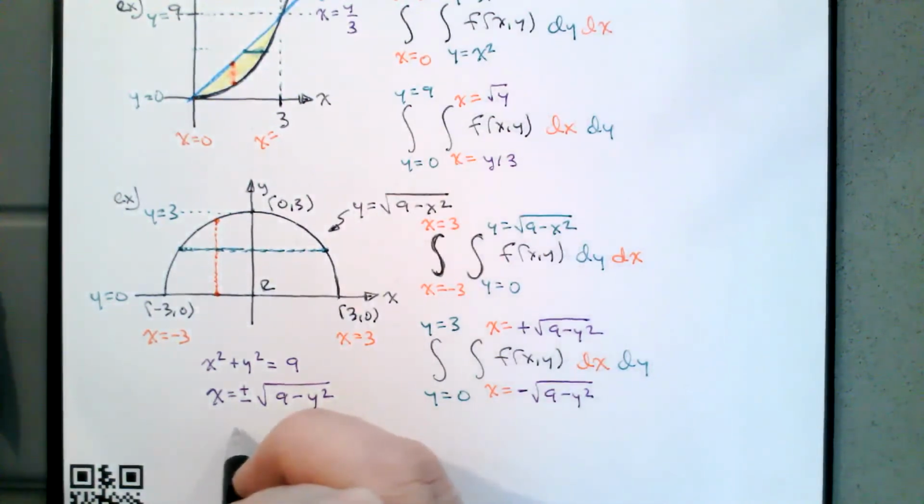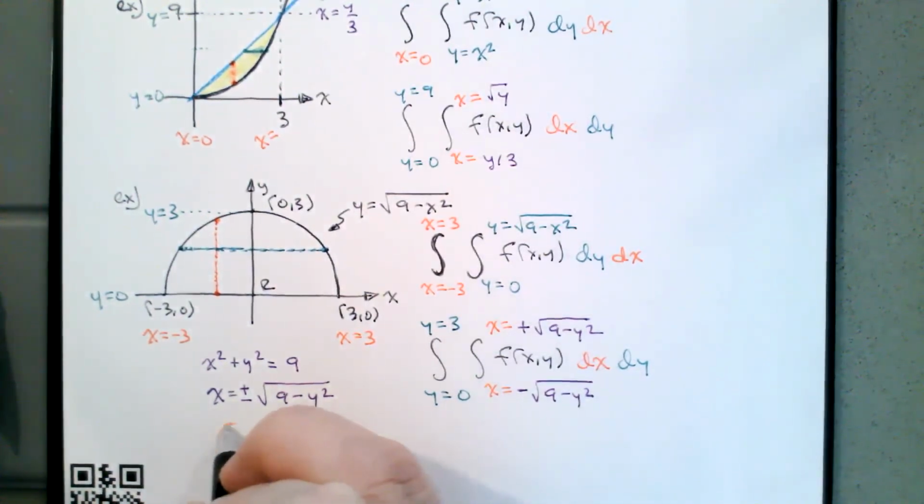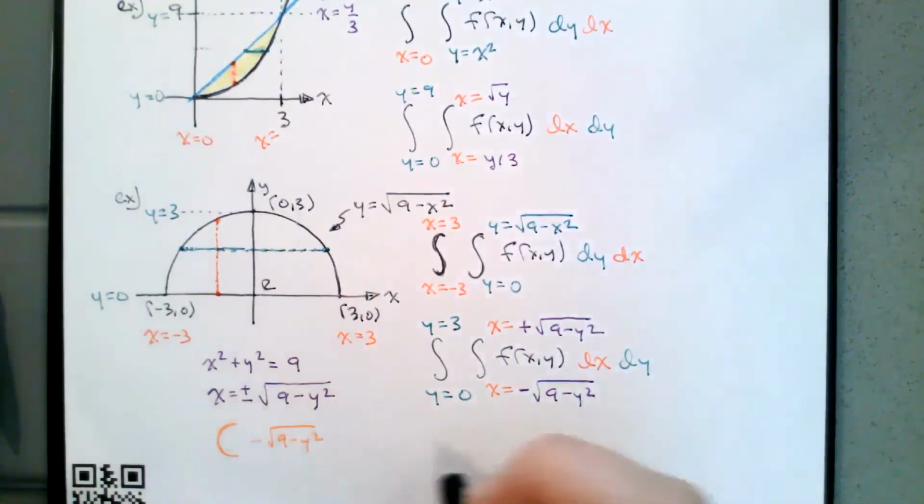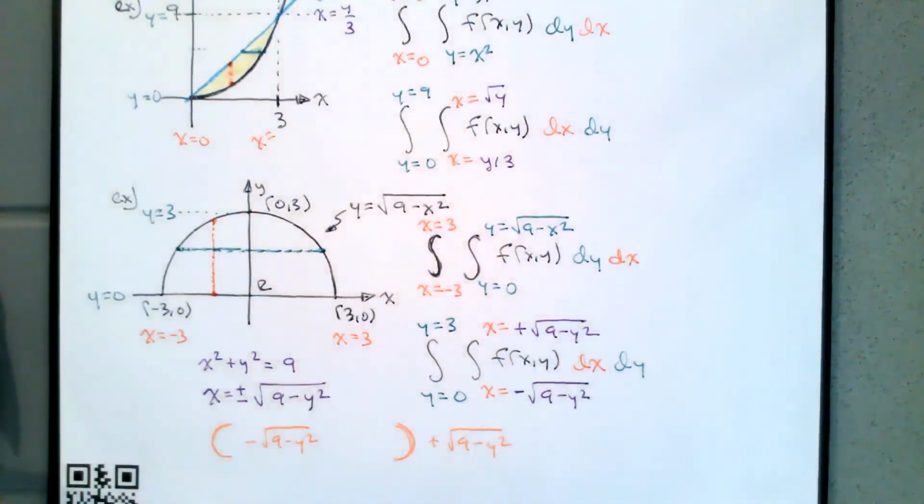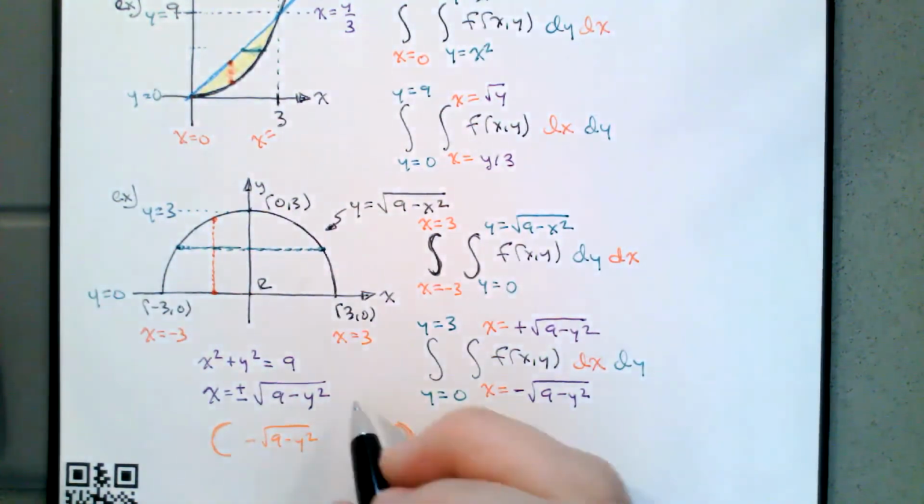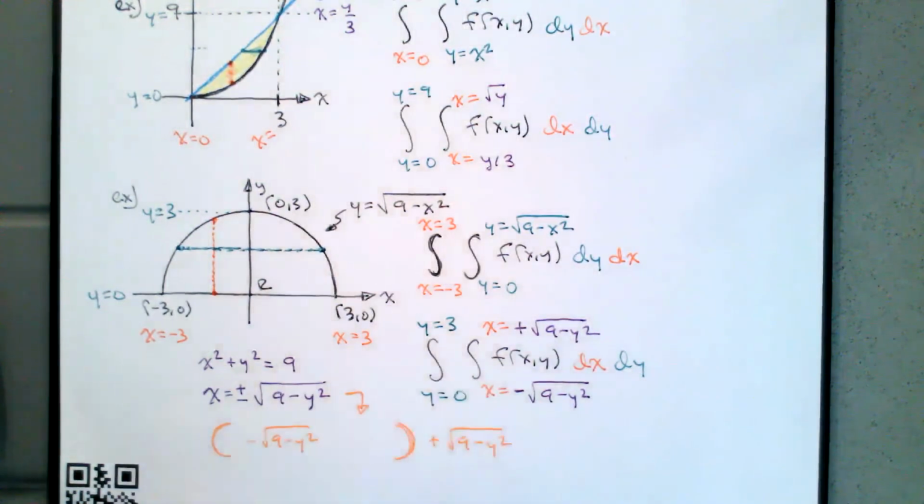So the left half of the circle is minus the square root of 9 minus y squared. The right half of the circle is plus the square root of 9 minus y squared. We're not worried in this case that we have the bottom half of the right half, because we've already restricted that by saying y is only going from 0 to 3. So these are the two halves of the circle, plus or minus the square root of 9 minus y squared.